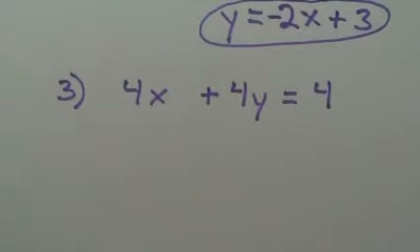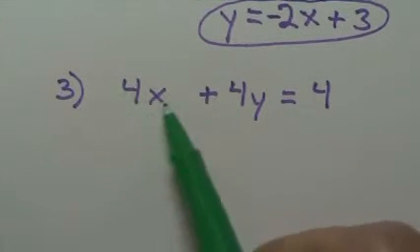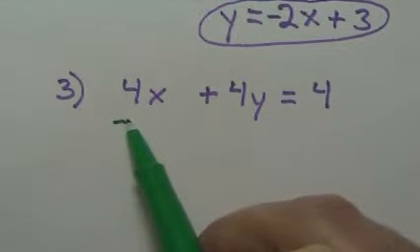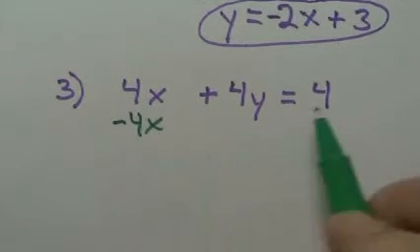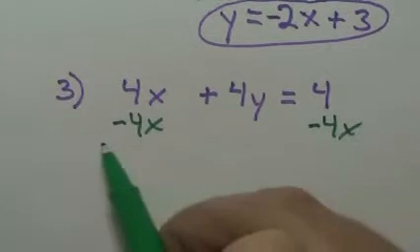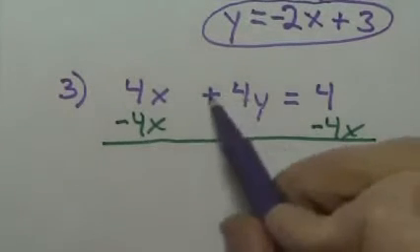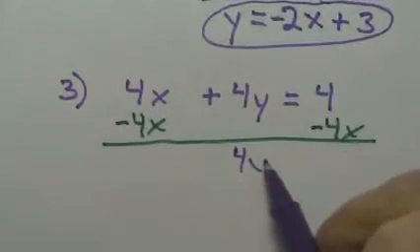Third example. Okay, the first thing we need to do is get rid of the 4x. So I subtract 4x. But you have to do it to the other side. That leaves me with positive 4y.